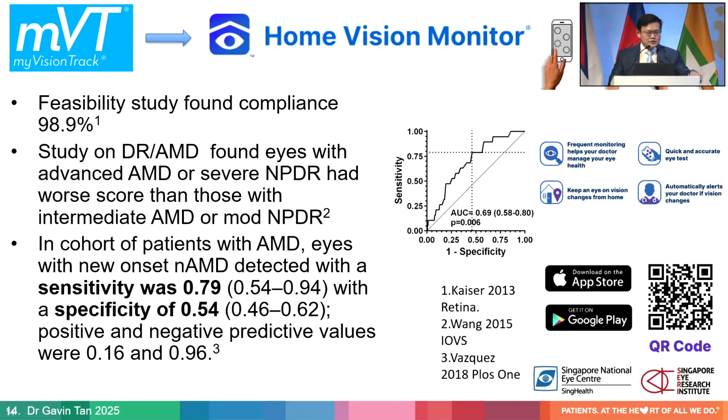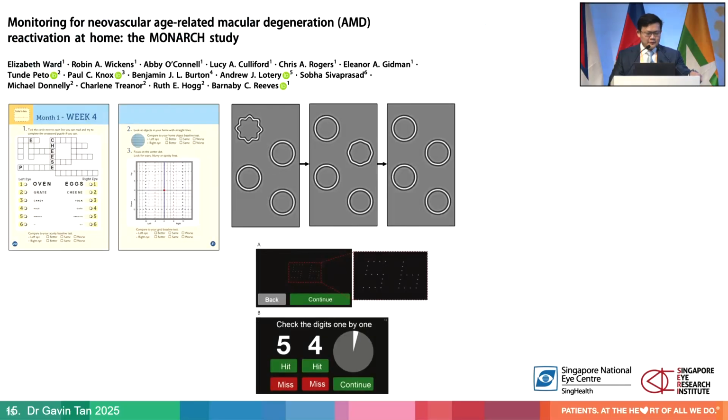There are other options. There is the MyVisionTrack app, which showed, again, very encouraging data in the feasibility study. Again, the major problem here is that the specificity and sensitivity are a little bit less than ideal. There was a larger randomized controlled trial that tried to evaluate how these apps actually perform, and that was done in the UK, the Monarch study.